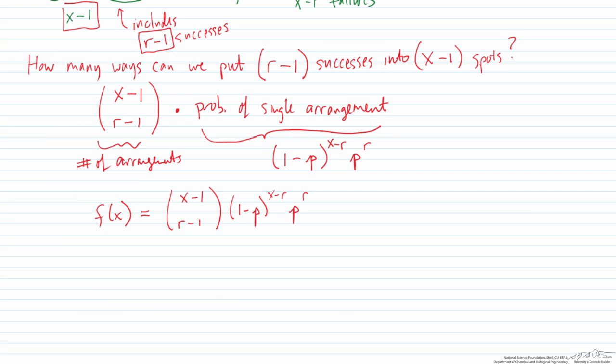So the probability that it will take us X number of trials to reach R successes is given by the following. It's also important to note that X must always be greater than or equal to the number of successes.